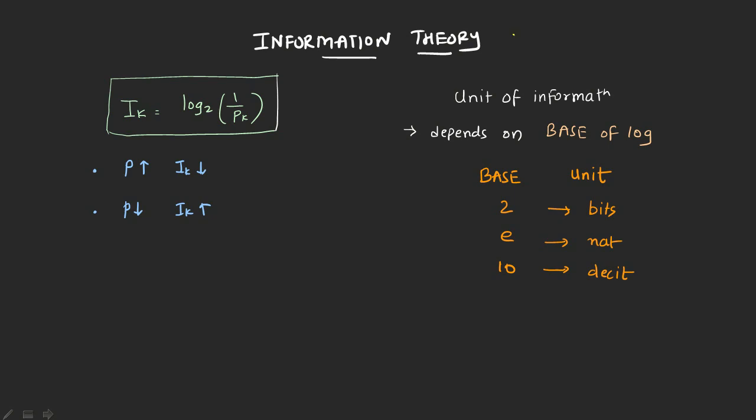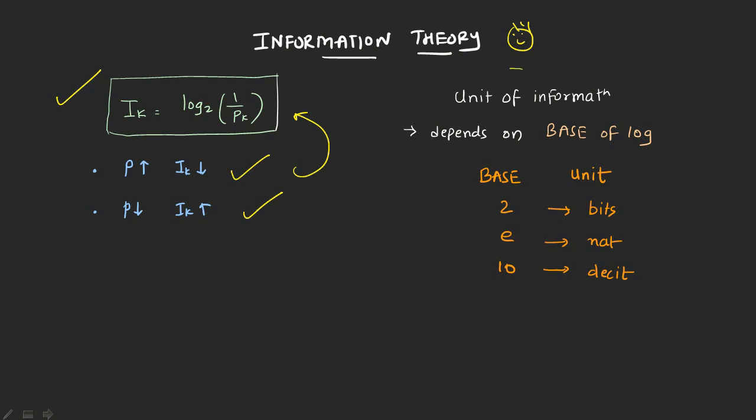Now comes the second point. Now you know what information theory is. The information formula is I_k equal to log to the base 2 of 1 by P_k. Now as you saw in the previous example, if your probability is high, information is less, and if information is high, then the probability is less. Okay, that you have understood. We have come up with this formula using this concept, that I_k is equal to log to the base 2 of 1 by P_k. Now comes the unit part.